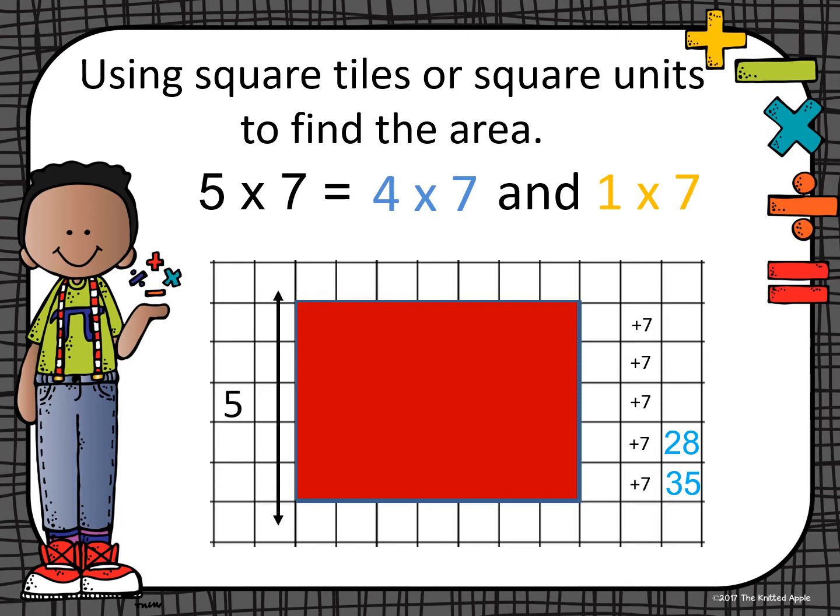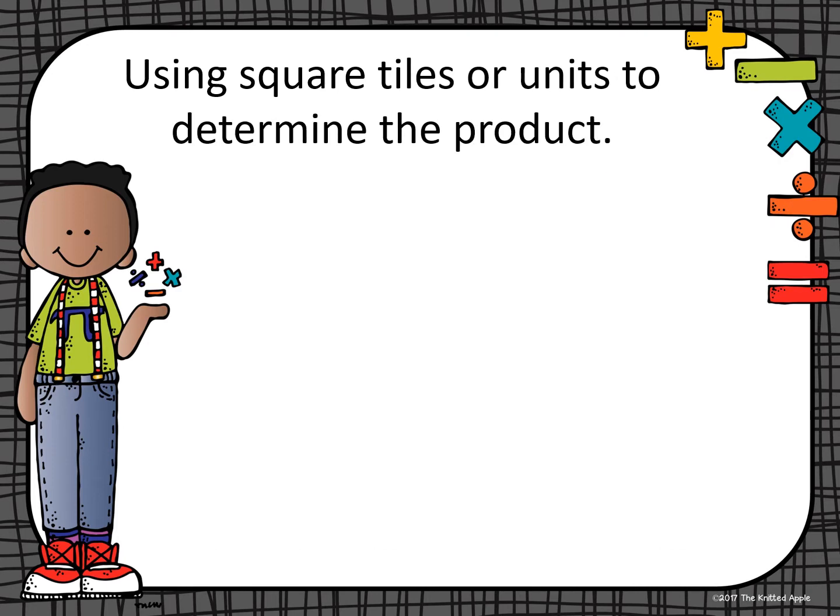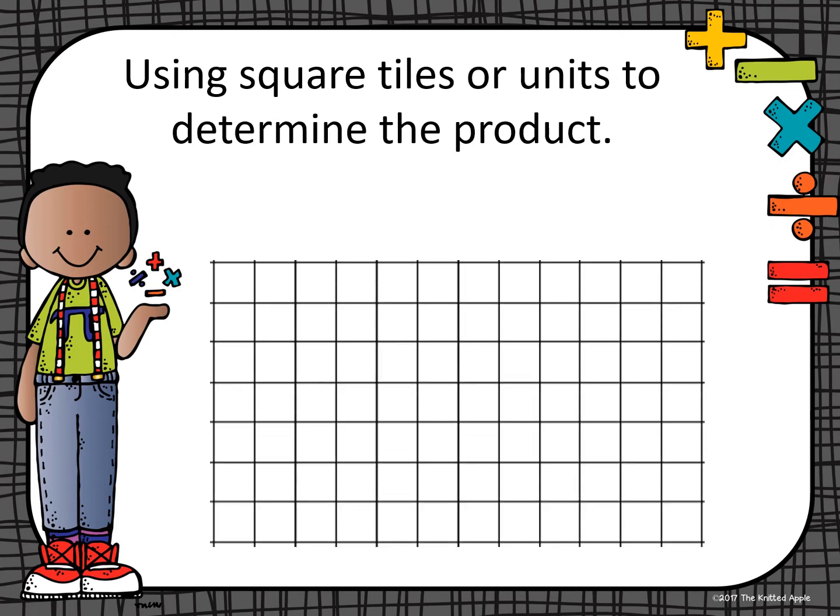So I have 5 rows with 7 in each row. Let's take another example. So we need our grid, and now we're going to look at 6 rows with 6 tiles in each row. Again, there are many different ways that we could take this apart and make this maybe easier or more user-friendly to figure out.